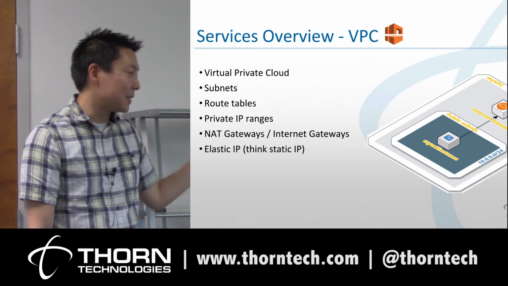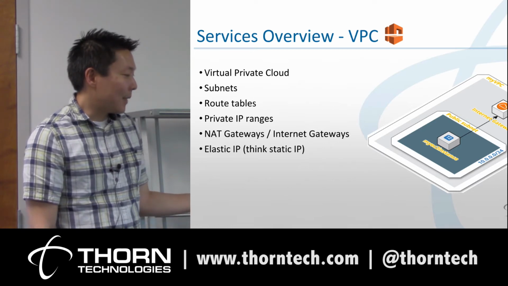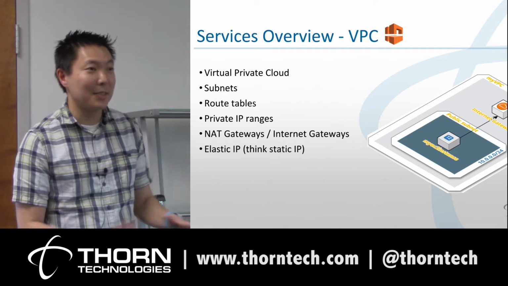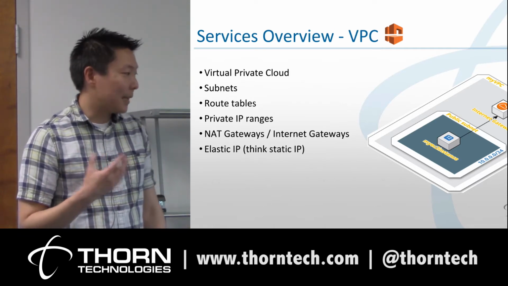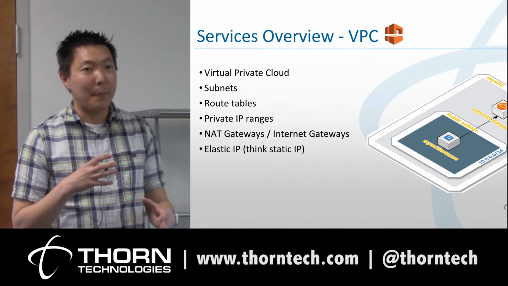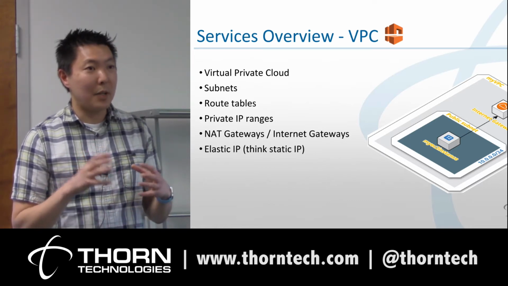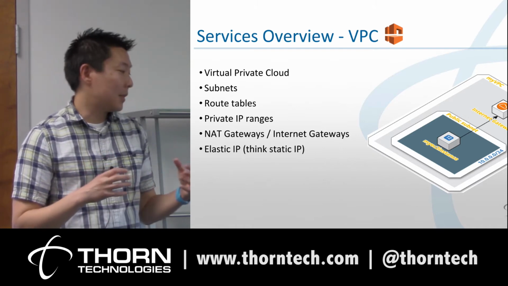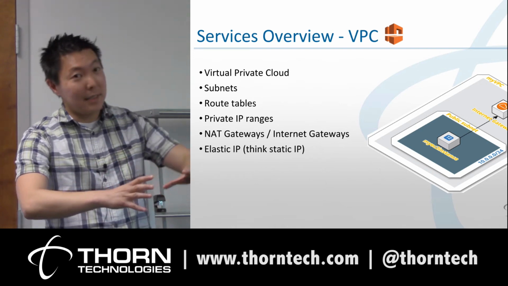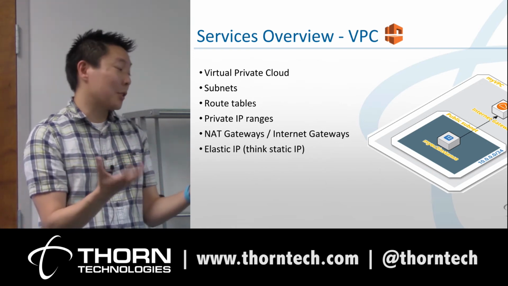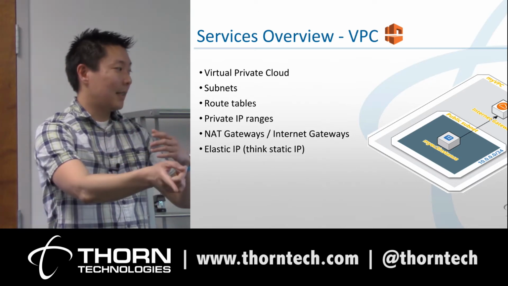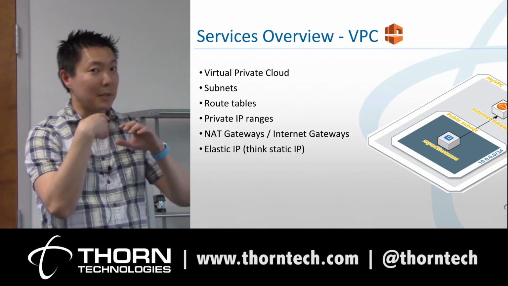You can configure route tables, private IP ranges, NAT gateways and internet gateways. So in VPC, in order to communicate in and out, you're going to use what's called a gateway. If you have a private subnet, you're going to use a NAT gateway that lets you reach out to the internet. If you have a public subnet, where you're going to put your web server, that's going to have an internet gateway, so it allows access out, and the internet could reach you as well.